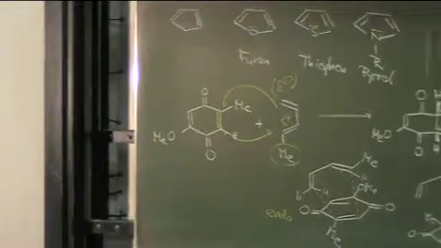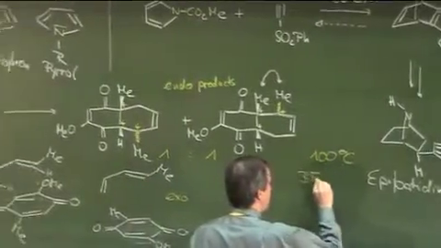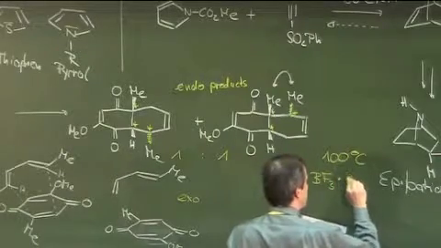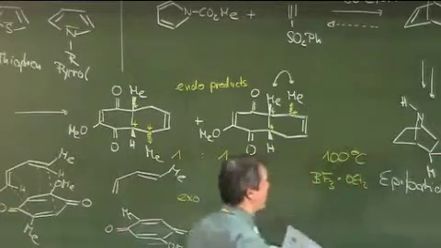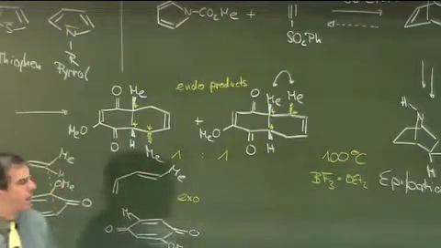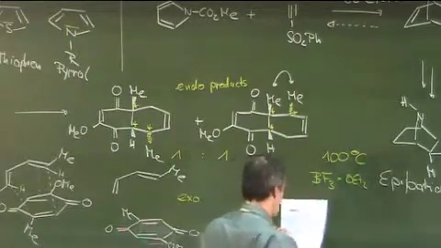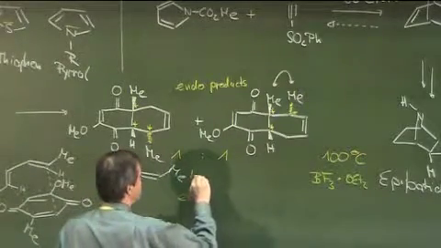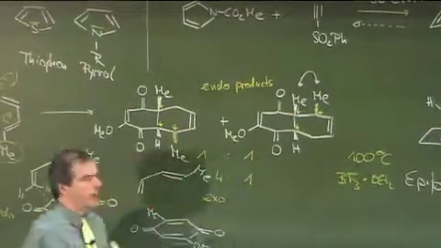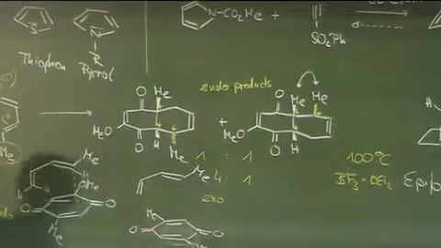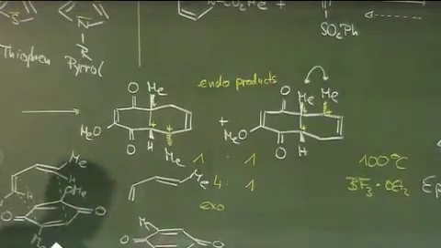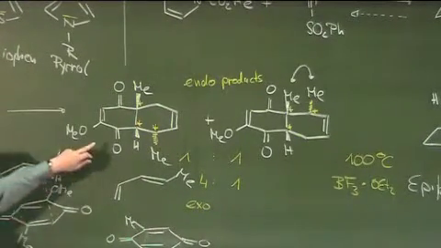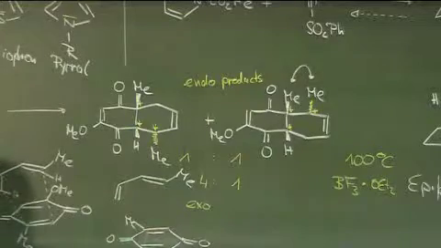However, now the interesting thing occurs if you take Lewis acids like boron trifluoride in diethyl ether, so you have a boron trifluoride etherate complex, you will form these products in a ratio suddenly of 4-to-1, favoring the left diastereomer here.